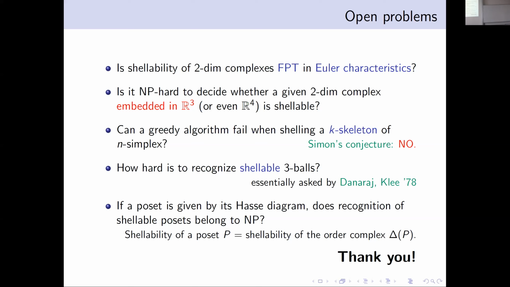Is this an application? Why do I want to know if it's shellable? Well, because if you have a shellable poset, that means, let's say I have some nice poset, and for many things I'm interested, let's say, in the Möbius inversion formula on this poset.